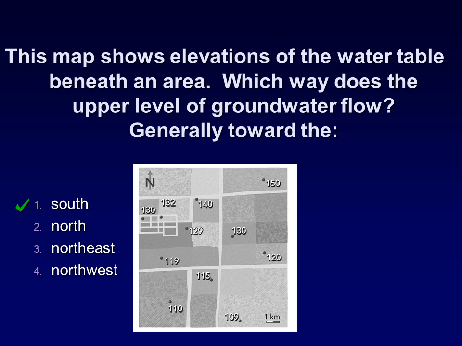So again, what we want to do is look for the highest elevations and the lowest elevations, and we know it's going to be flowing from the highest to the lowest. So our highest ones are in the north, our lowest are in the south. So we know that groundwater is going to be generally flowing toward the south.